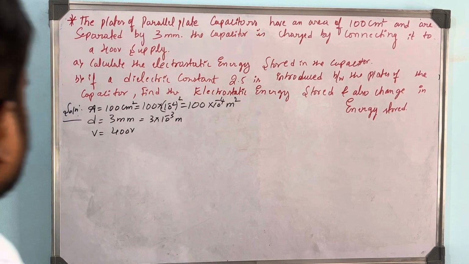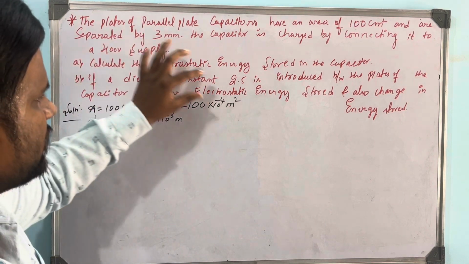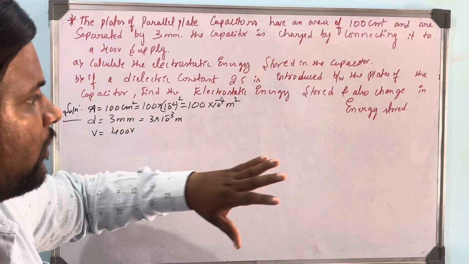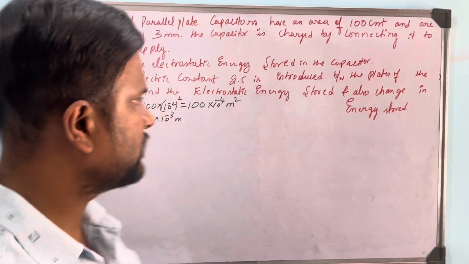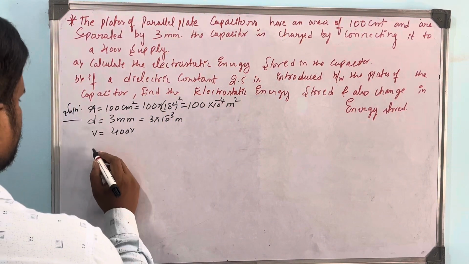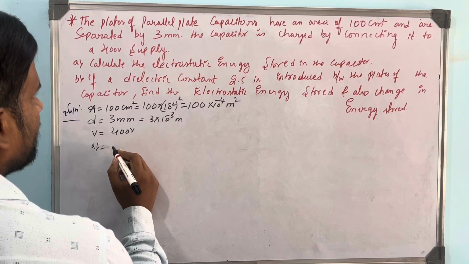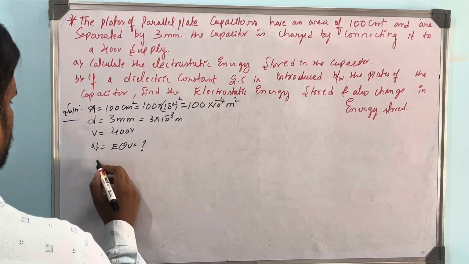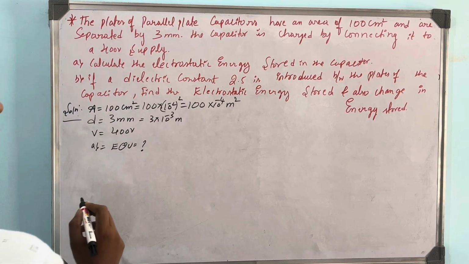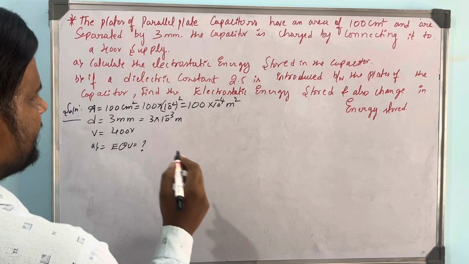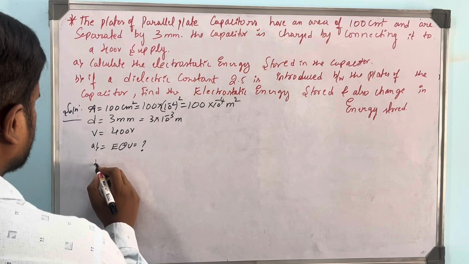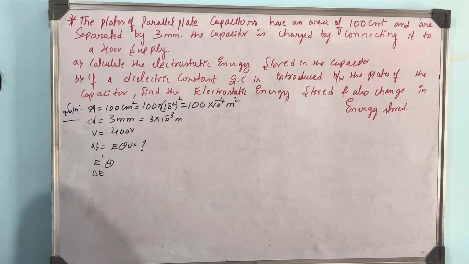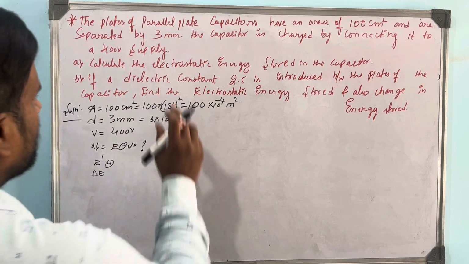And the B question is, if the dielectric constant of 2.5 is introduced between the plates of the capacitor, find the electrostatic energy stored and also the change in energy stored. Initially for the A question I need to calculate the energy stored, E or U, equal to question mark. For the B question I need to calculate the electrostatic energy, so I will write it as E dash, and the change in energy as delta E.